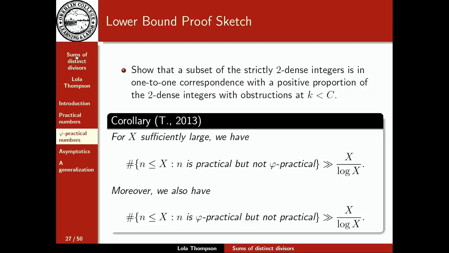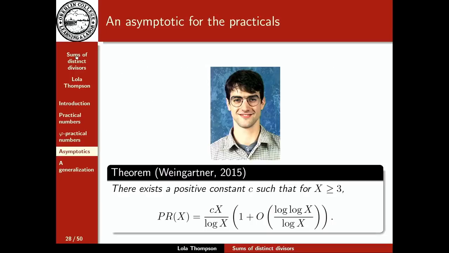And as a corollary to our proof, we can show that the number of integers up to x that are practical but not phi practical is at least a constant times x over log x. And the number of integers up to x that are phi practical but not practical is also at least a constant times x over log x. And the same proof works to show that.